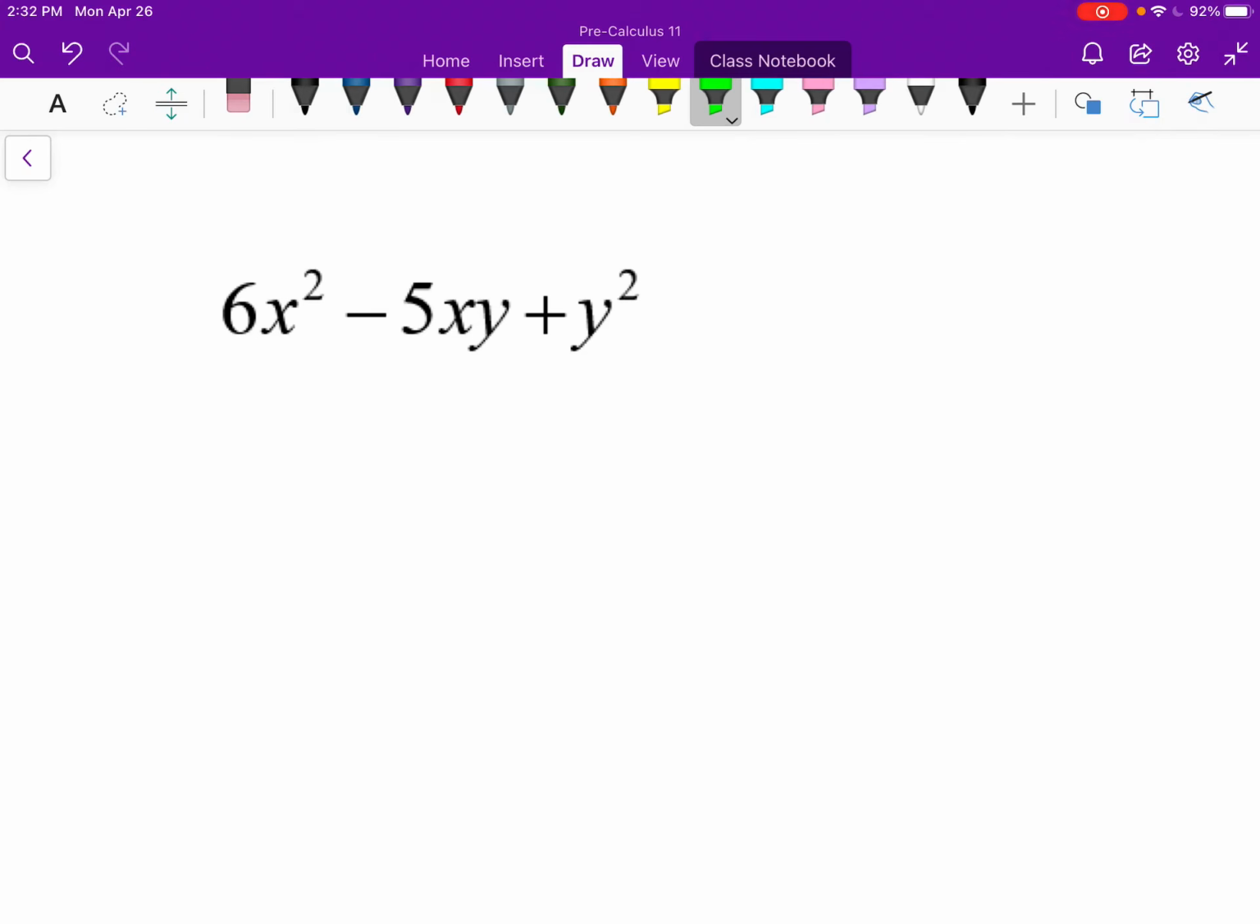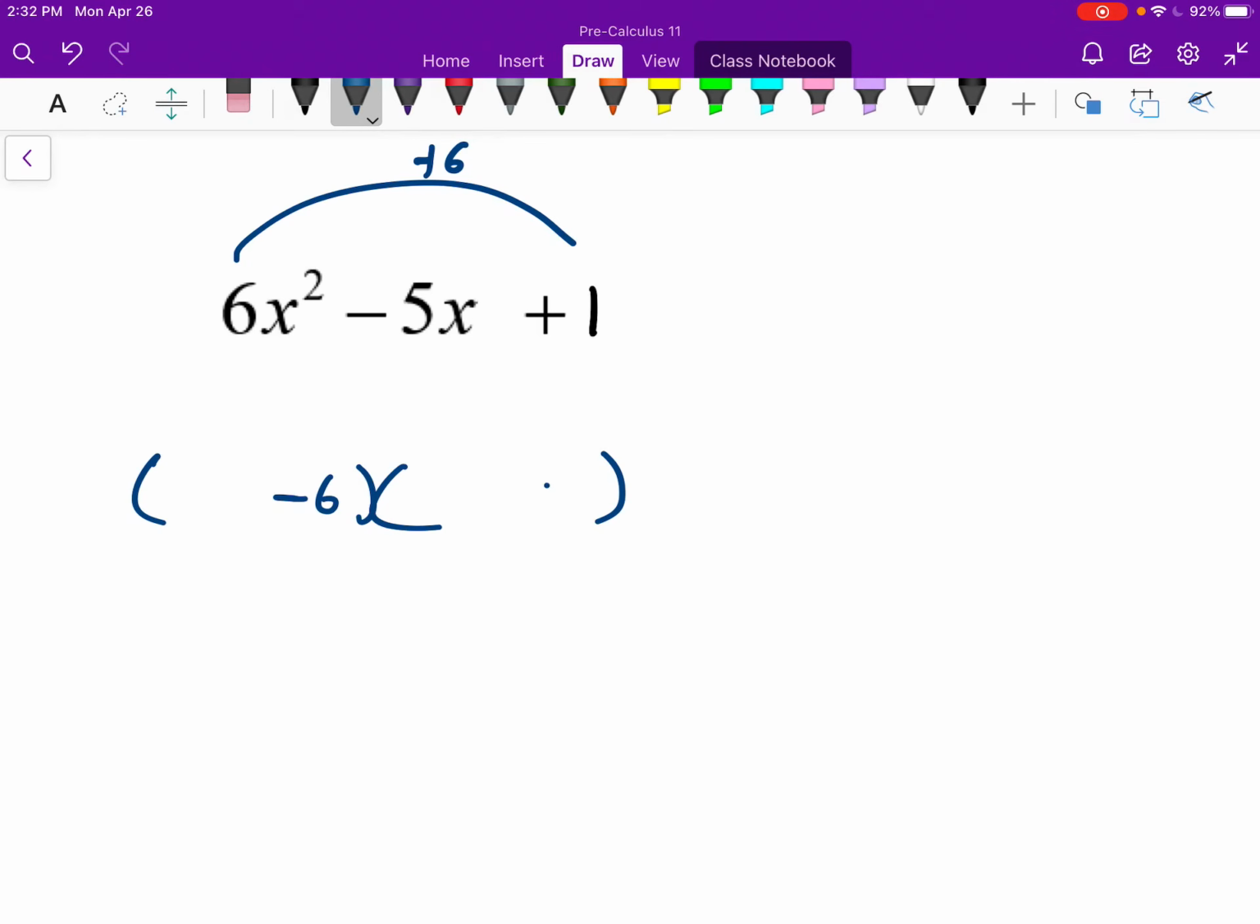So you have a few options as always, but for this one, what I'll do is say, okay, let's say you're unsure what to do. Well, ignoring the y for a moment is a perfectly good idea, except I need to have a last term, so I just have a 1 there, whereas it used to be 1y squared. And now think, okay, what are two numbers that multiply to 6 but add to negative 5? So those two numbers that multiply to 6 and add to negative 5 are negative 6, and positive 1.